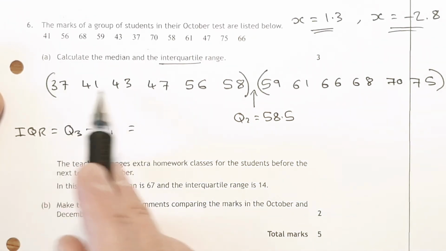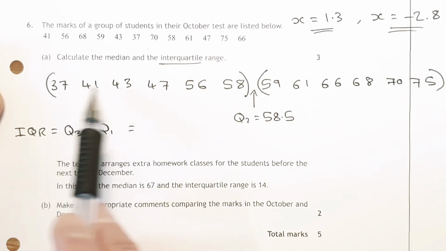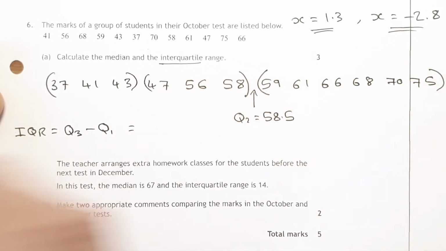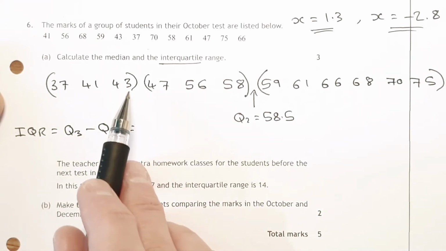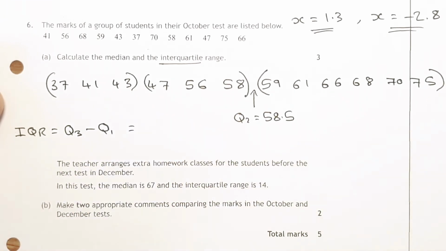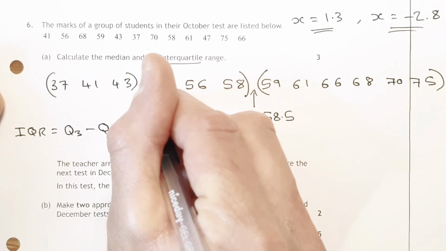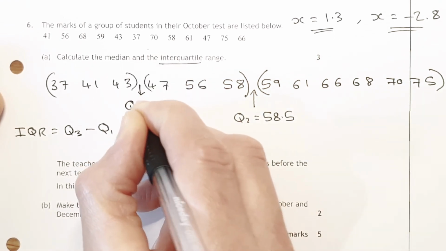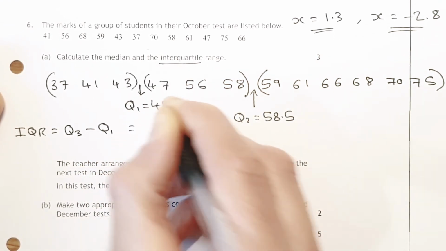So you've got to find the middle of the bottom half of the data. You've got 6 items of data, so we can split that into 3 and 3. And then we've got halfway between 43 and 47. Well, if you're not sure what that is, you can add them together. That gives you 90, half of 90 is 45. So your lower quartile is 45.